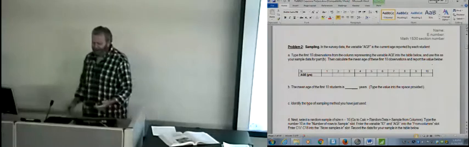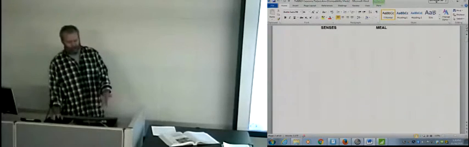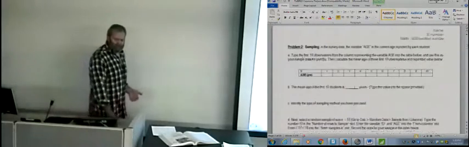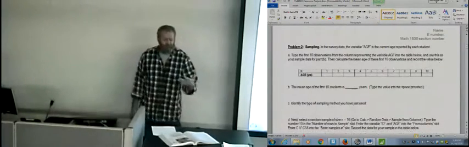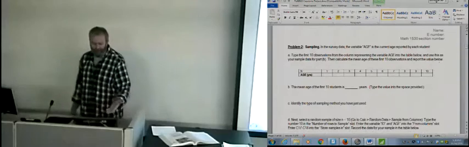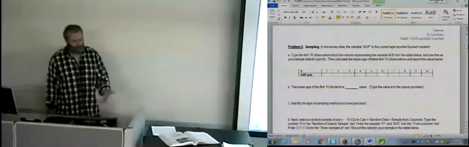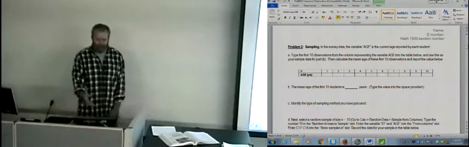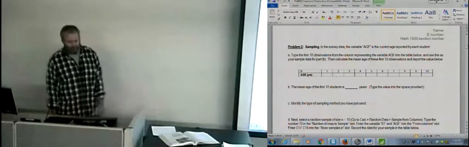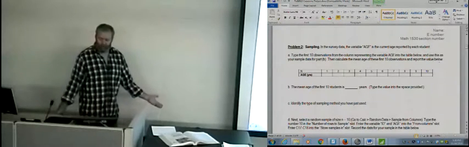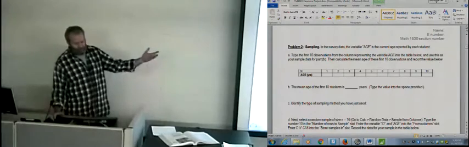So I wanted to come back to this. Remember, we looked at problem 1 where you're just going to make the graphs depending on what kind of variable you have. And this problem 2 is sampling. We're going to talk about choosing simple random samples here with Minitab. In the survey data, the variable age is the current age reported by each student. Part A says type the first 10 observations from the column representing the variable age into the table and use this as your sample data for part B.